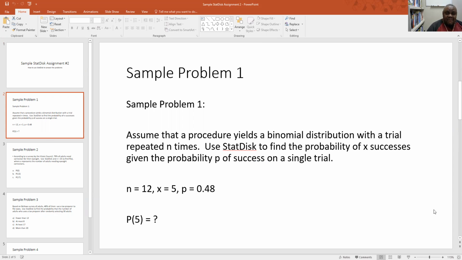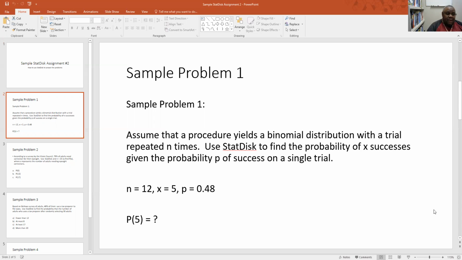So in this case here, we have n, which is the sample, equal to 12. X is equal to 5. That's the number of successes. And p is going to be equal to 0.48. That will be your probability of success. And by the way, n is the number of trials.